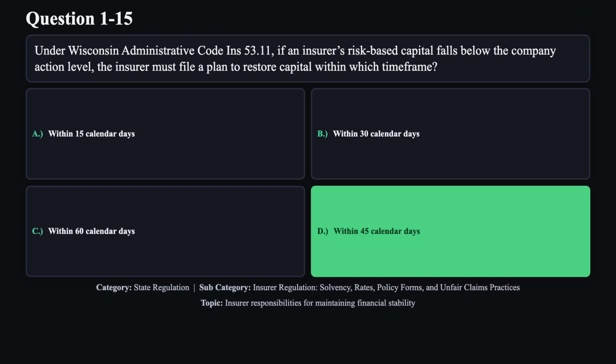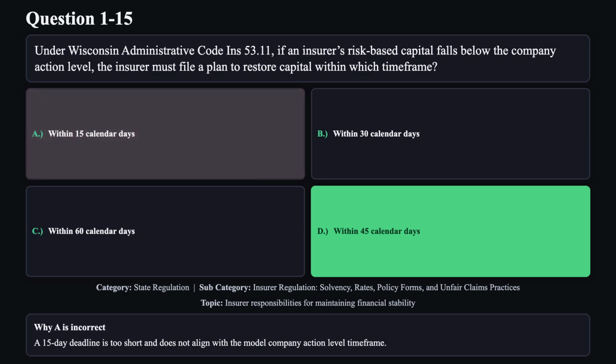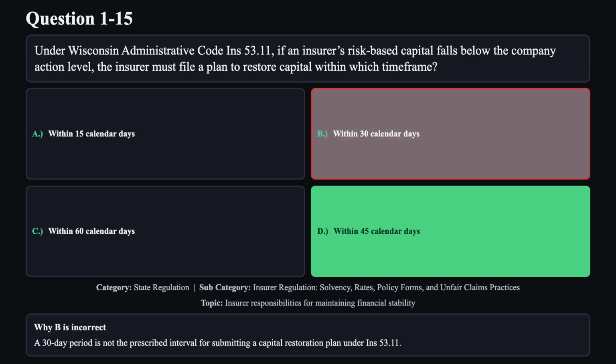The correct answer is D. The correct answer is within 45 calendar days, as required by the state's company action level provisions, to ensure timely restoration of capital. Reason A is not correct. A 15-day deadline is too short and does not align with the model company action level timeframe. Reason B is not correct.